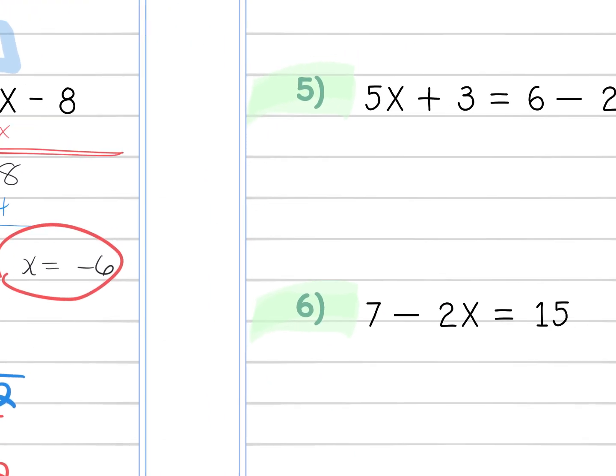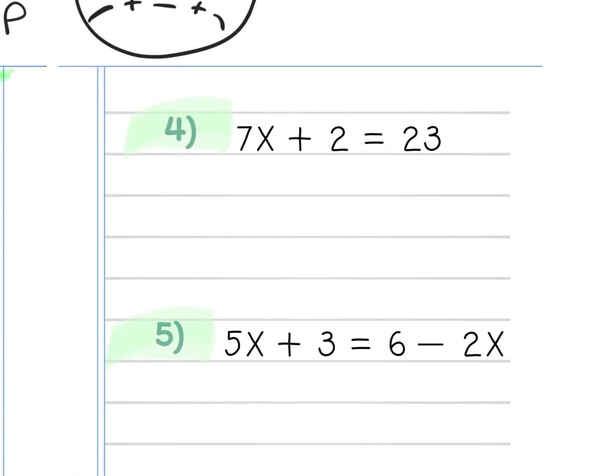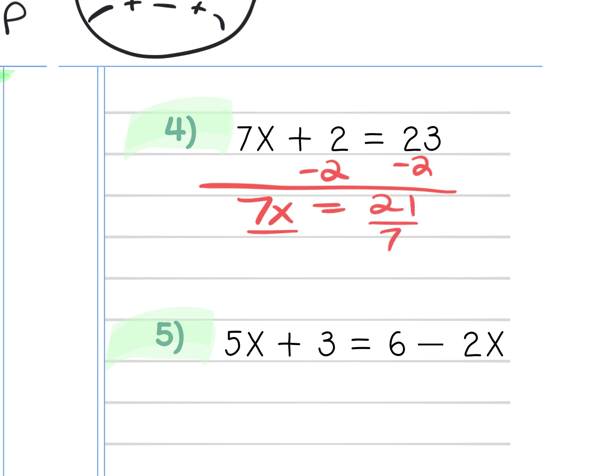Number 4, same thing, 2 steps. I'm going to add or subtract first. So I will be subtracting the 2 to work on isolating the x. 23 minus 2 is 21. Divide by 7, and x equals positive 3.